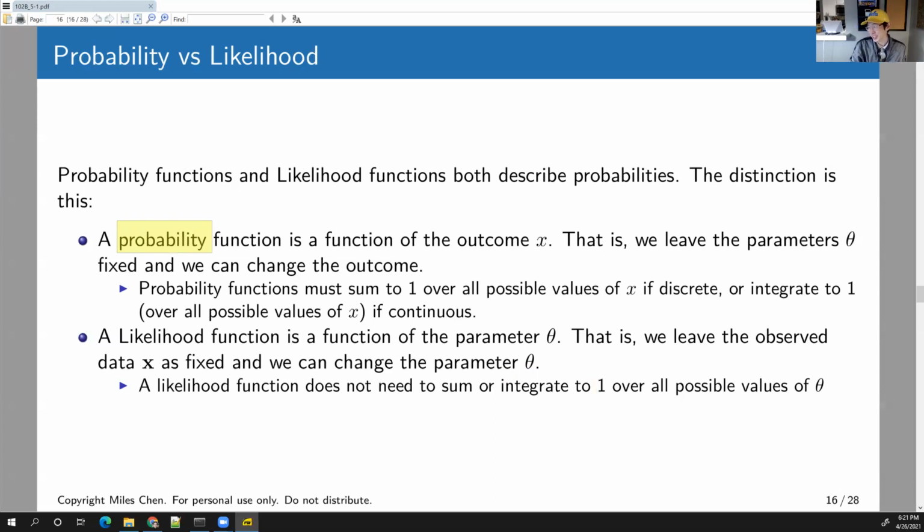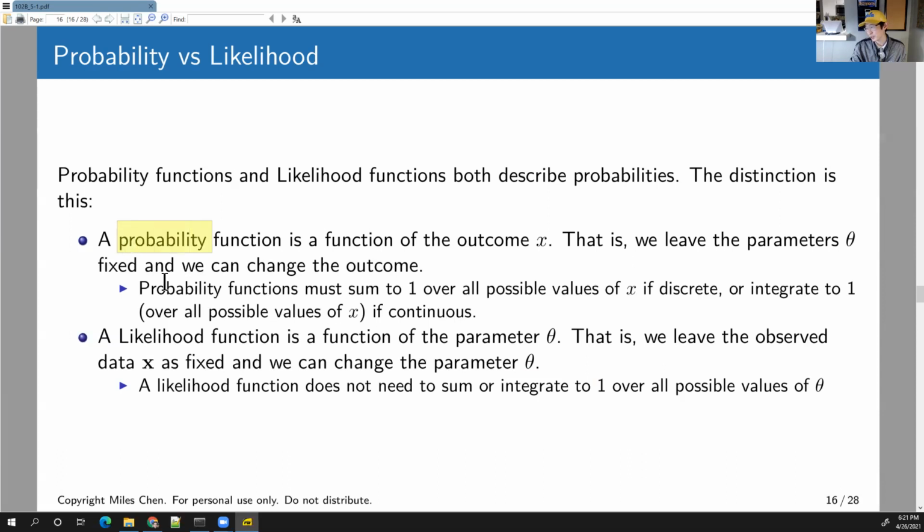I hesitate to use the word opposites, but they're related concepts. In daily language, we use these words interchangeably: What's the probability? What's the likelihood? What's the chance? These are all kind of synonyms. But, at least for a statistician, they have distinct meanings.